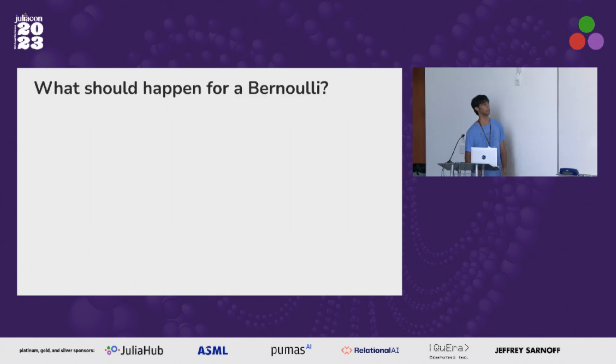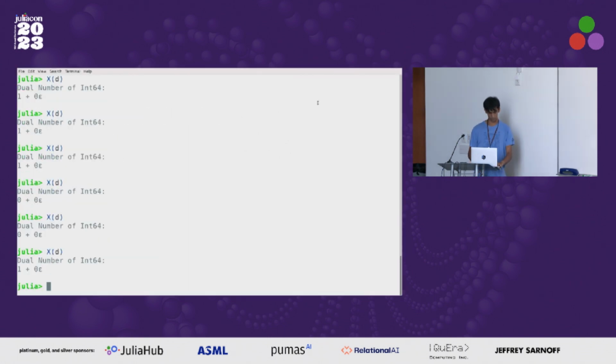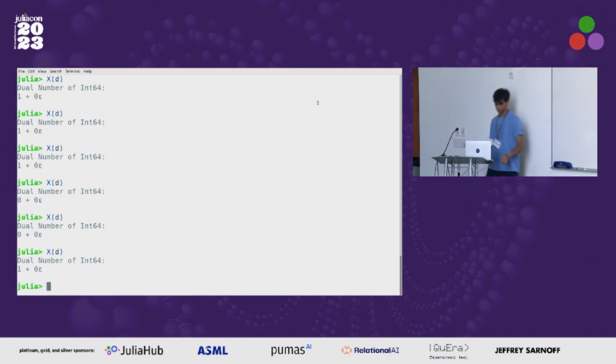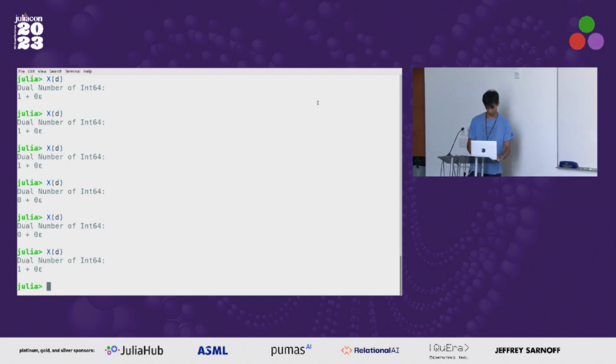So what should happen for a Bernoulli random variable? We would like to get something out which somehow describes the quote-unquote sensitivity of this value to its input. Basically, what is the dual number picture saying? It says that tiny changes in push forward into tiny changes out. But what should the picture be for a Bernoulli random variable?